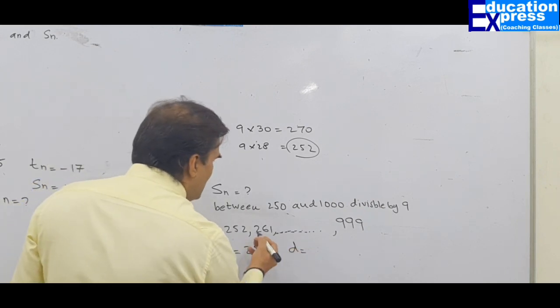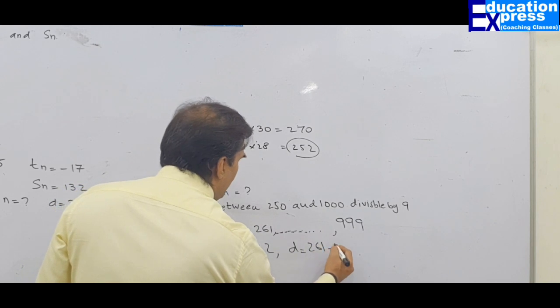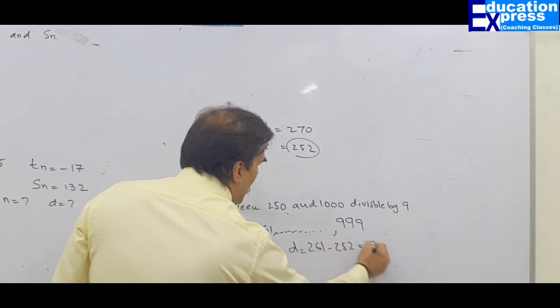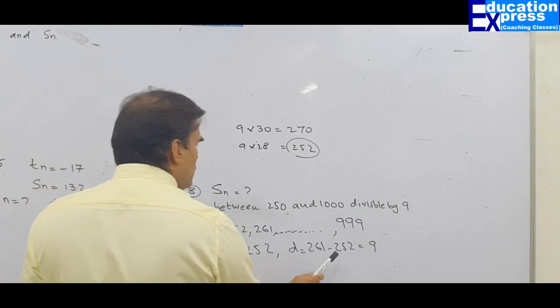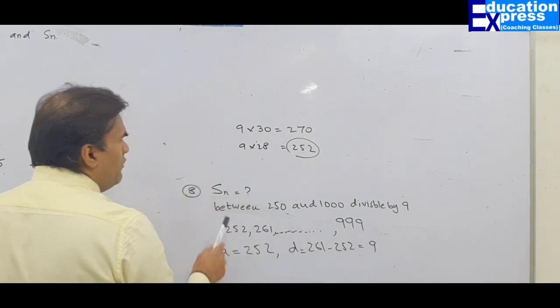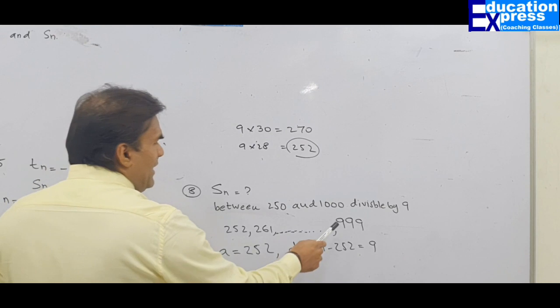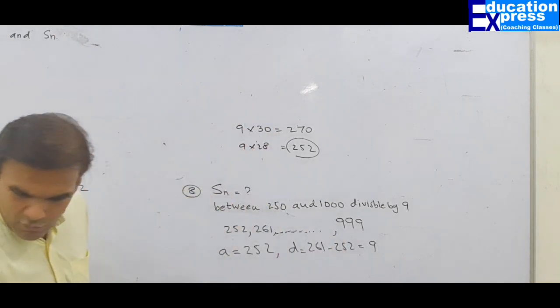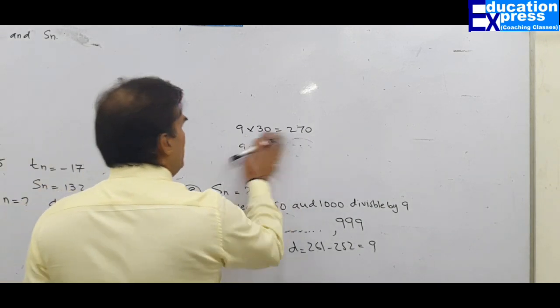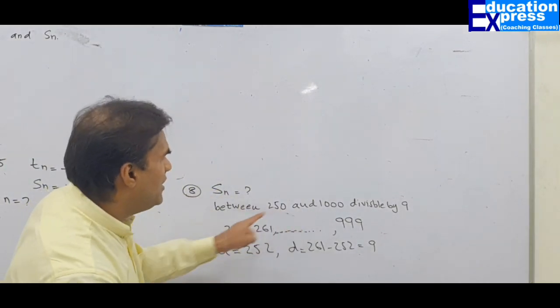What about D? The second term minus the first term, so that is 9. So we have the value of A available. We also know the difference. What we have to find is Sn. Now the last term is available to us, which is 999. Last term means Tn. So we will get to know how many terms are there.